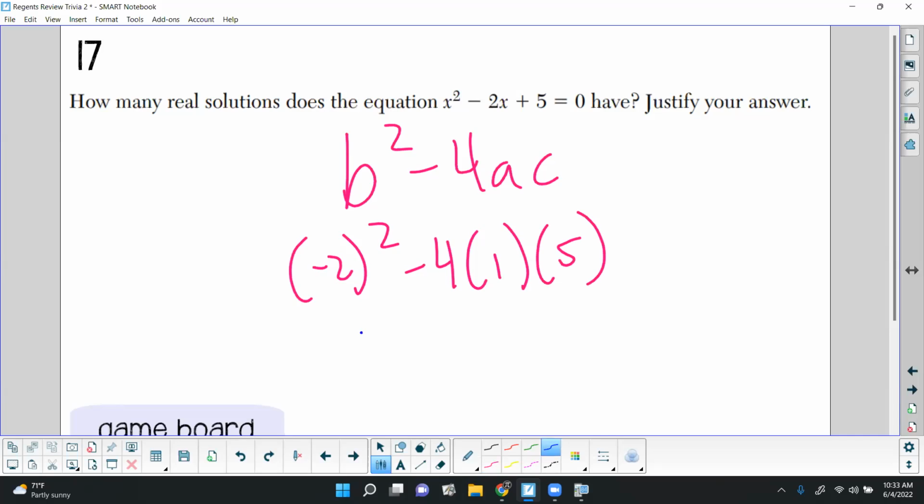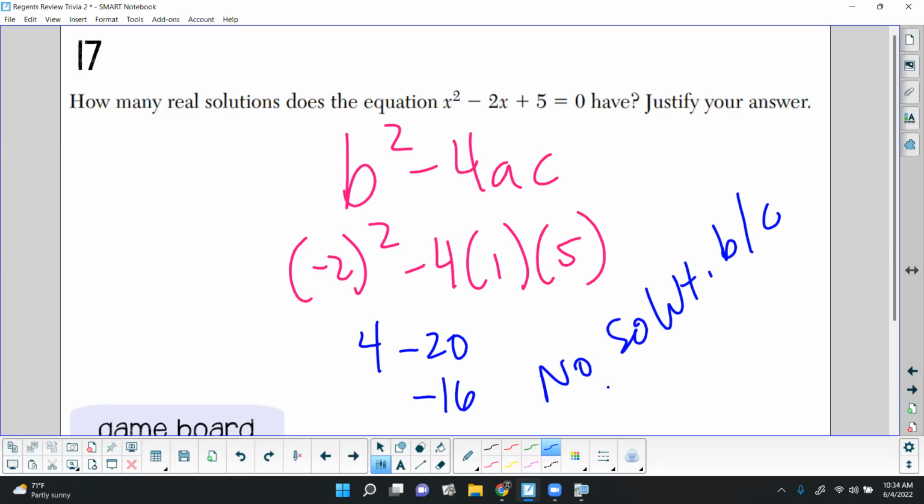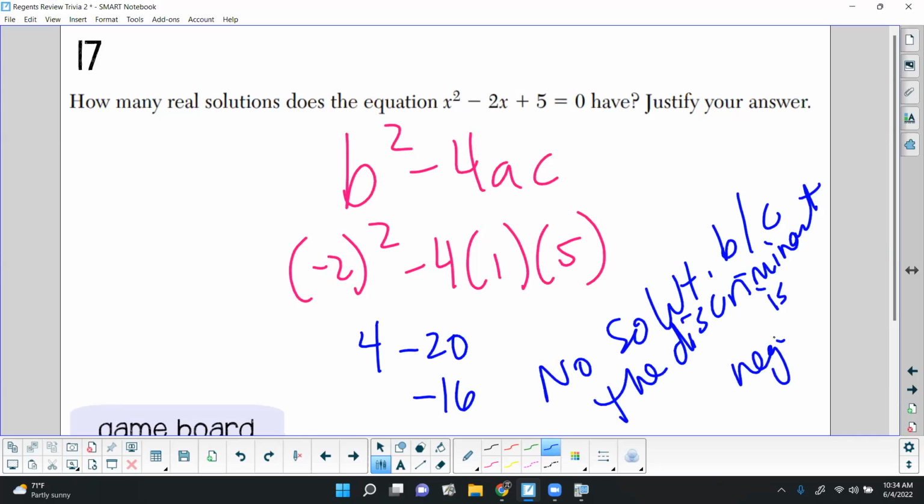Which would give us 4 minus 20, which would give us negative 16, which is negative. So therefore, there are no solutions because the discriminant is negative. All right, so that's one justification. It's pretty fancy, but it is something you were taught, and I wanted to revisit it with you. It's not the only right answer, but technically this would be that sweet spot, right? This would be the answer that we would love to see.